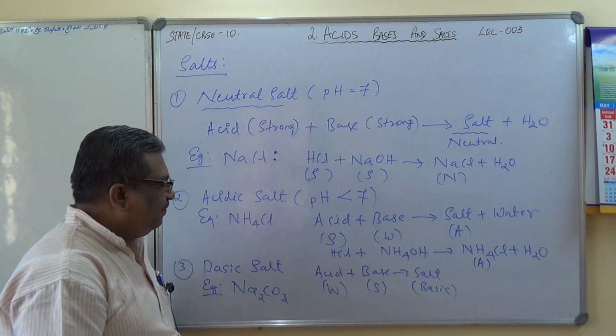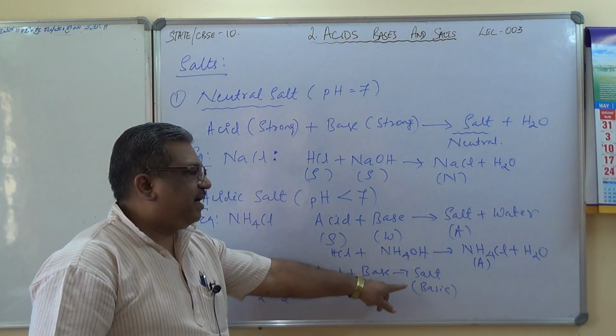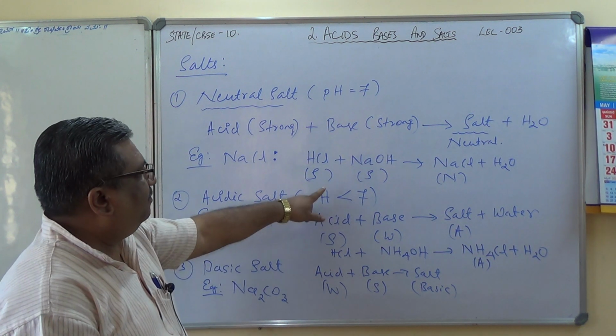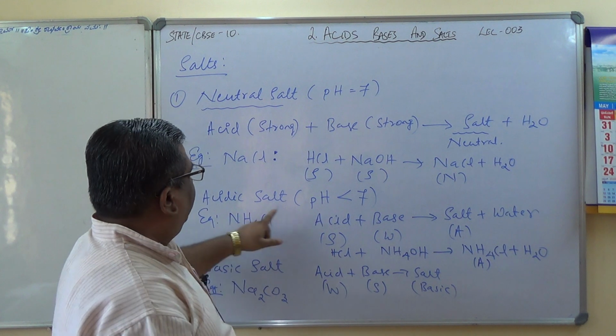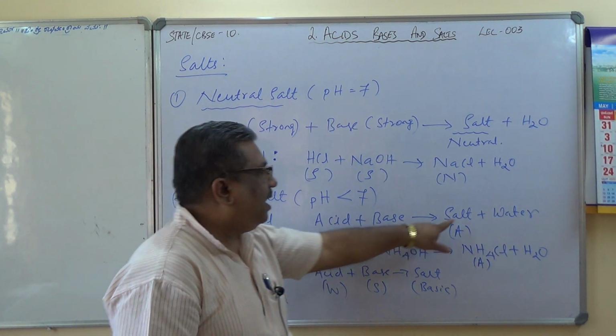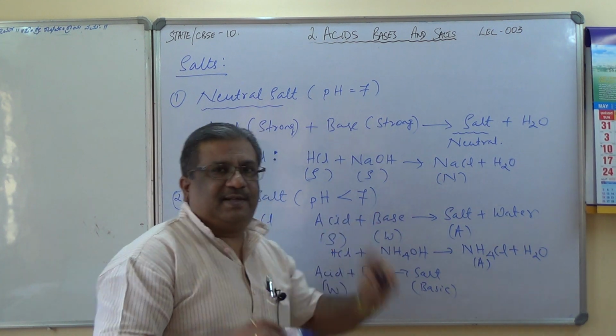Are you able to understand? Simple here, whichever is strong, that kind of salt is produced. If both are strong, neutral salt is produced. If acid is strong, acidic salt is produced. If base is strong, basic salt is produced. Simple it is as such.